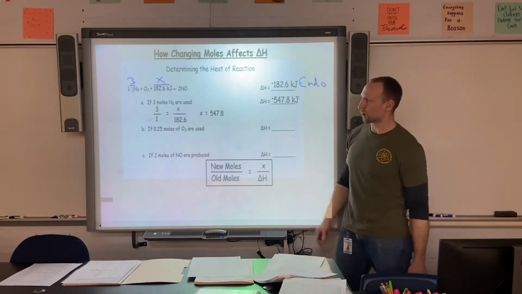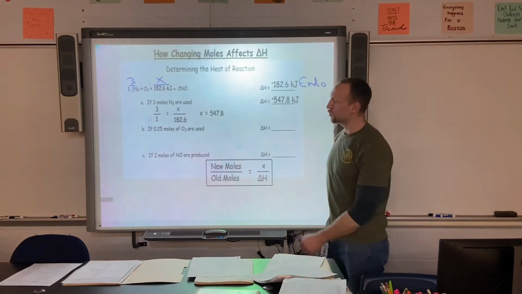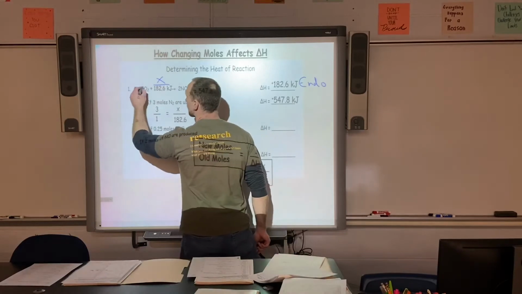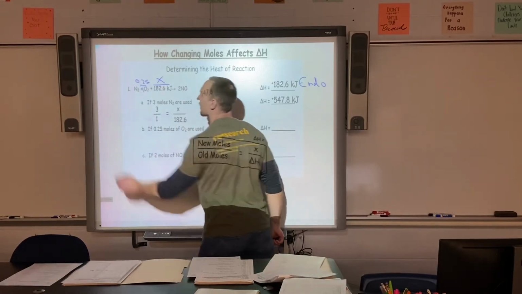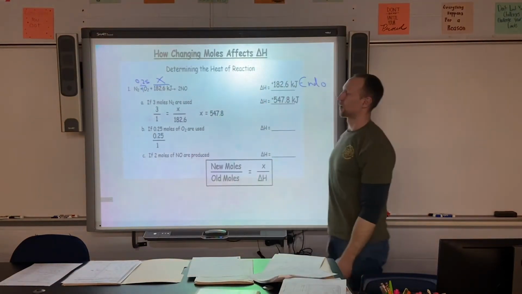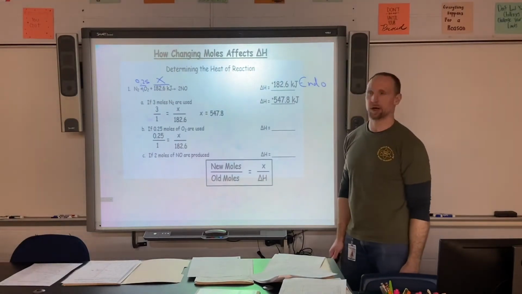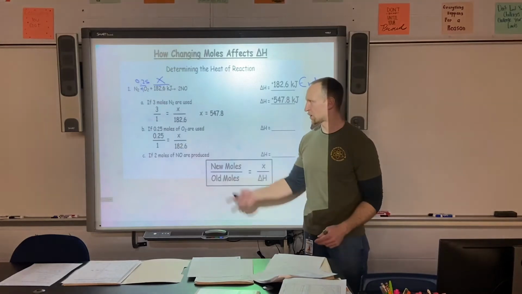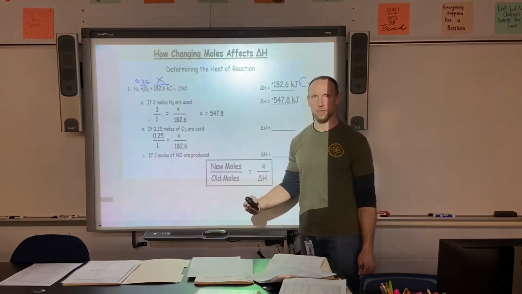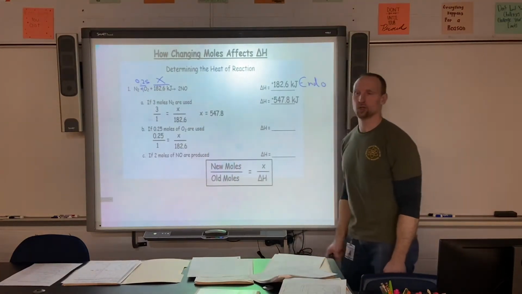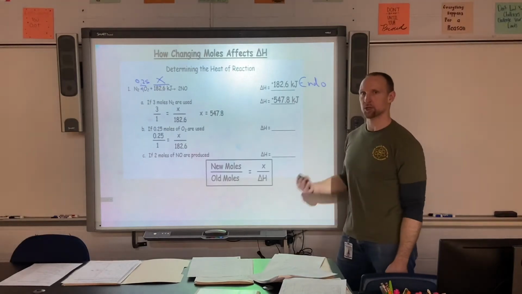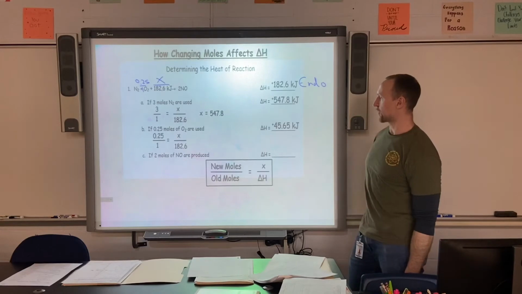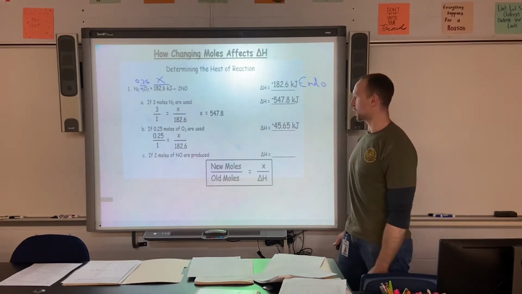Like the second one, if I'm only using 0.25 moles of oxygen instead of 1, then what's my new delta H? Again, make sure it makes sense. If I'm using less reactant, I'm not going to consume as much energy. So I should get a smaller value for my delta H. And I do. I get positive 45.65 kilojoules.